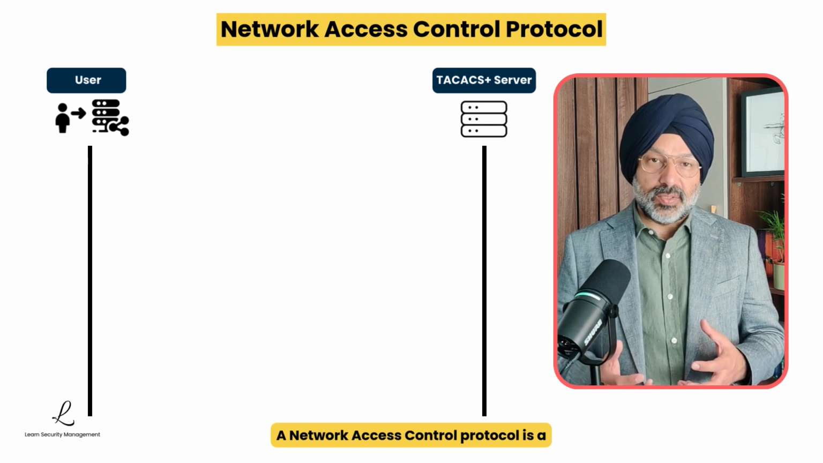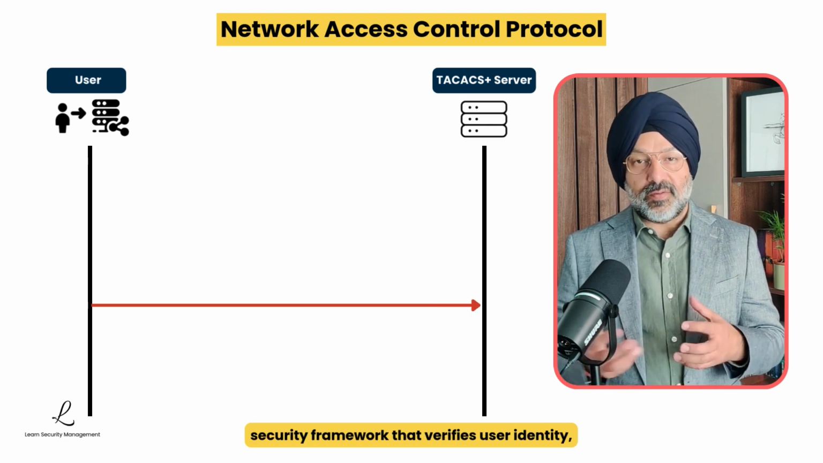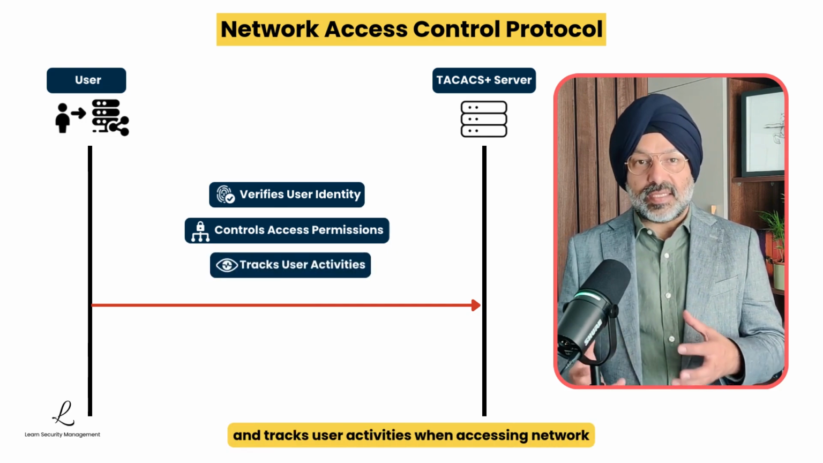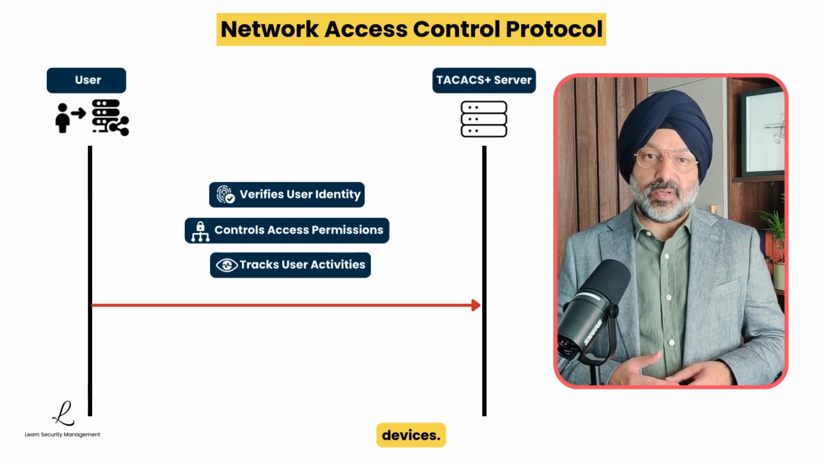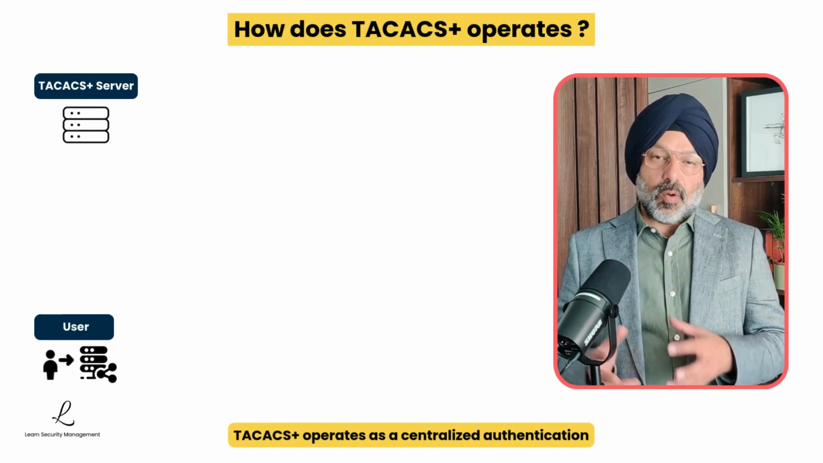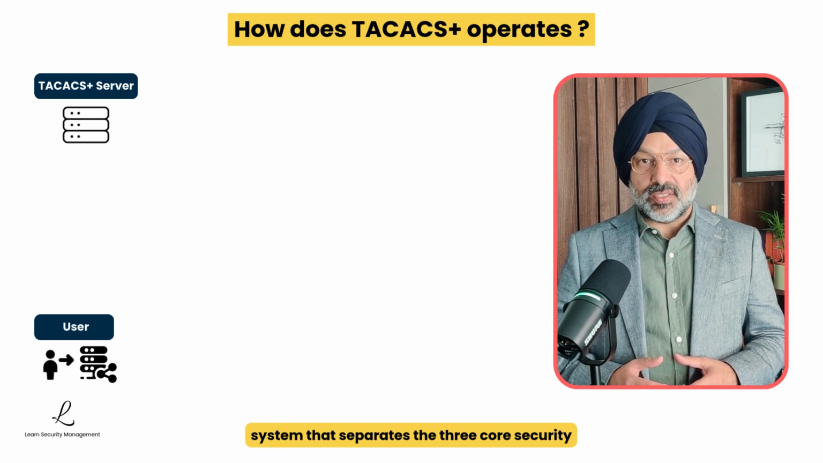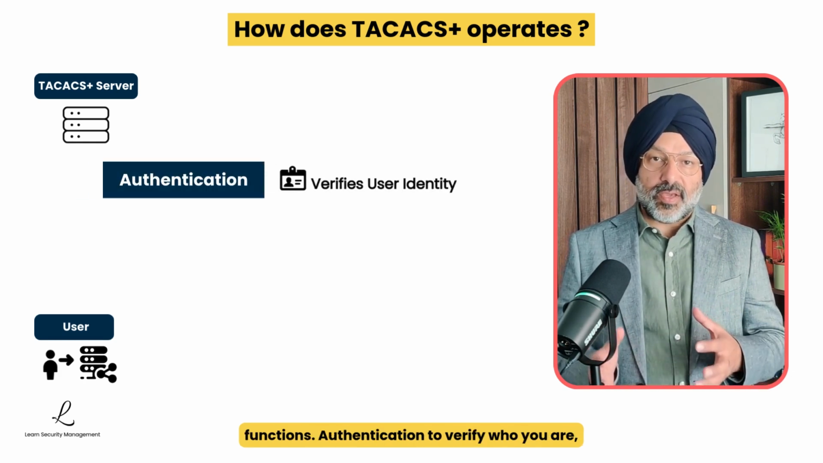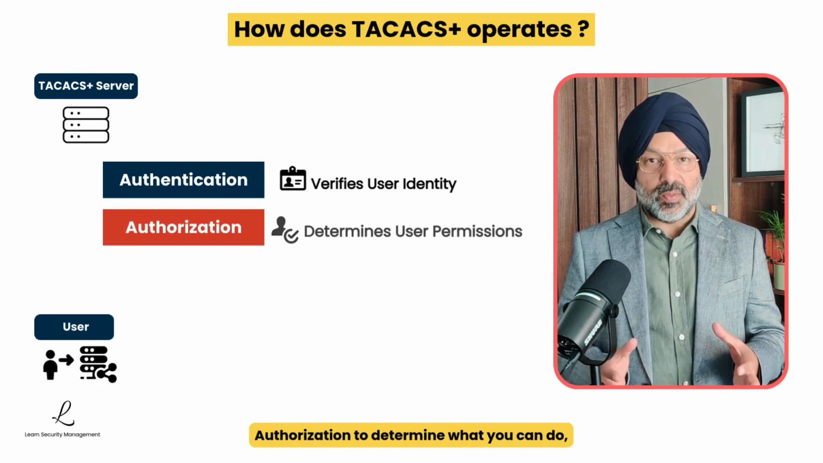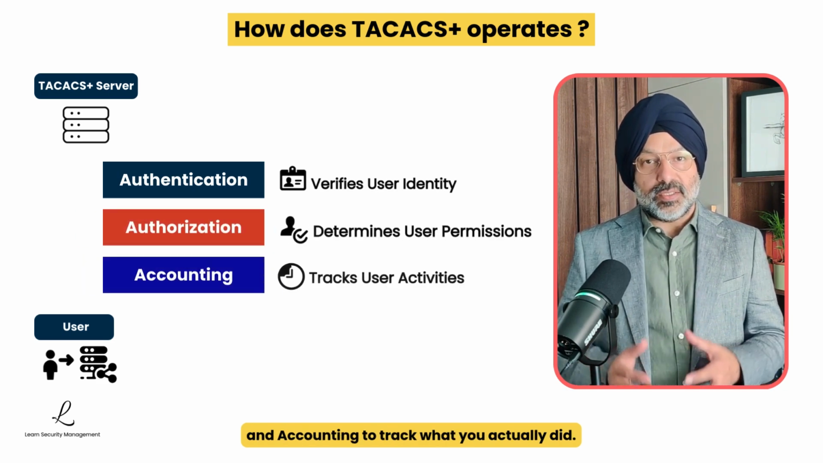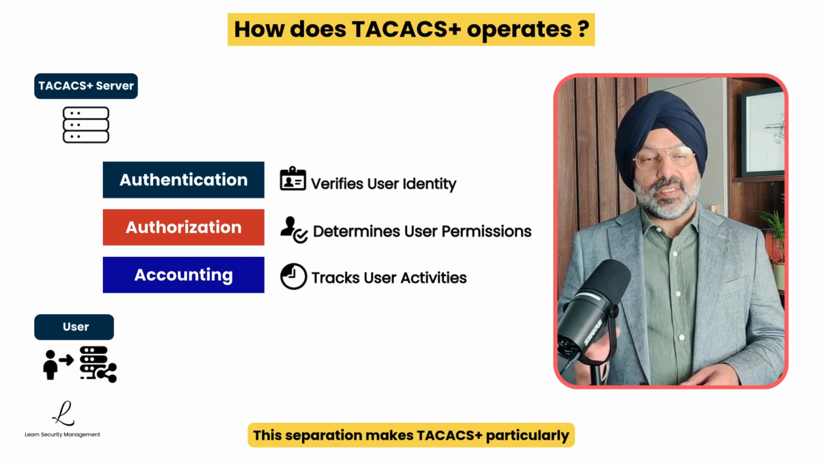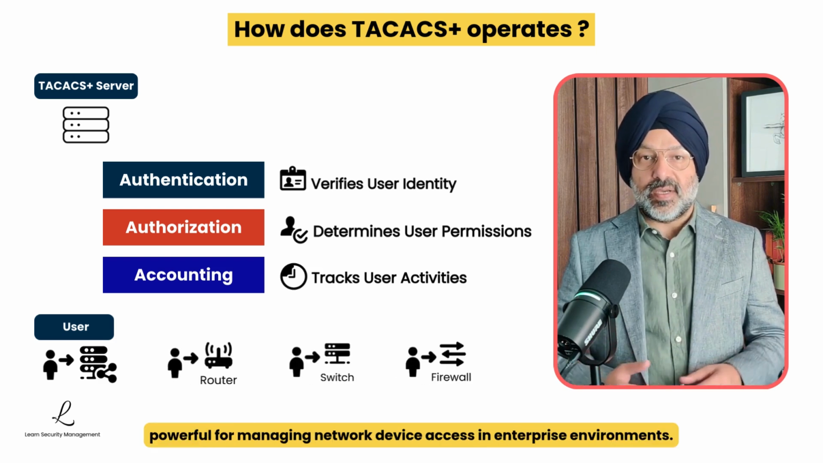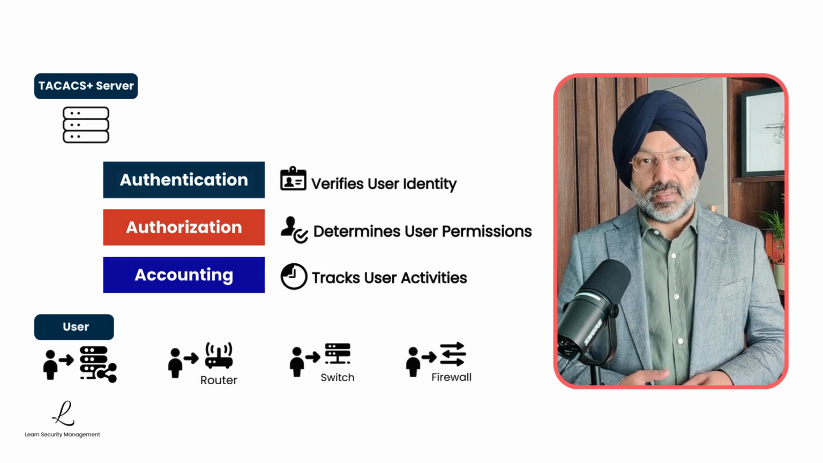A network access control protocol is a security framework that verifies user identity, controls access permissions, and tracks user activities when accessing network devices. TACACS Plus operates as a centralized authentication system that separates the three core security functions: authentication to verify who you are, authorization to determine what you can do, and accounting to track what you actually did. This separation makes TACACS Plus particularly powerful for managing network device access in enterprise environments.